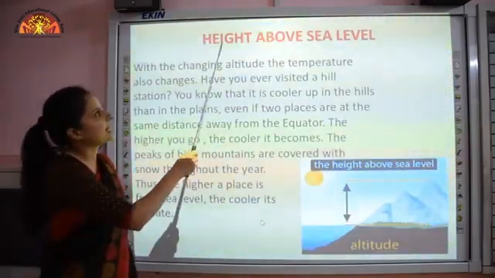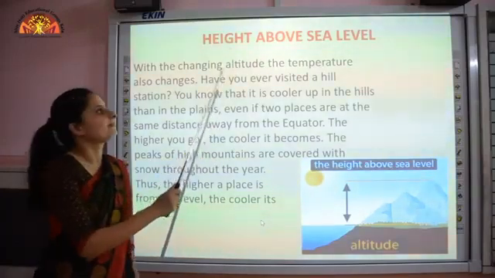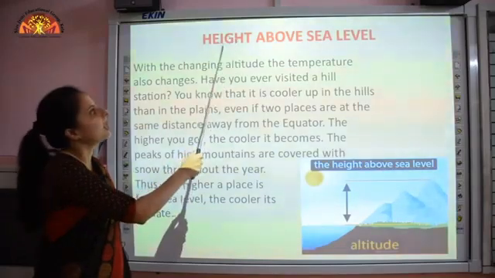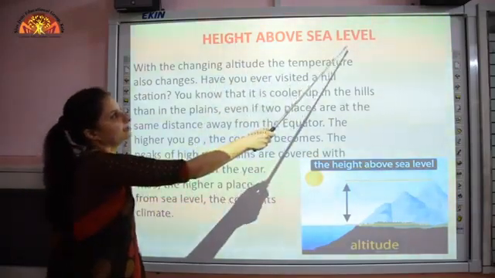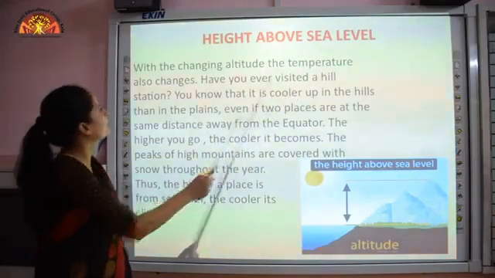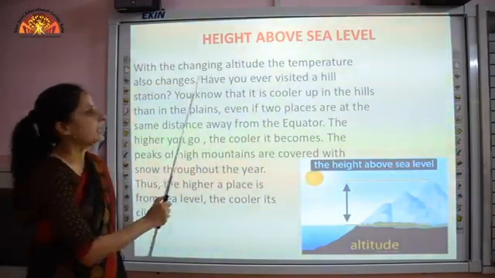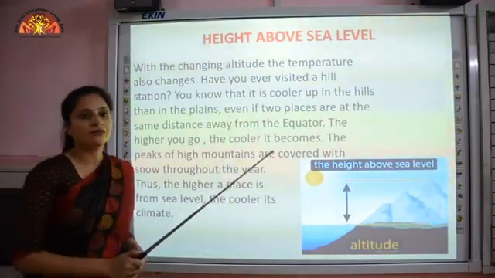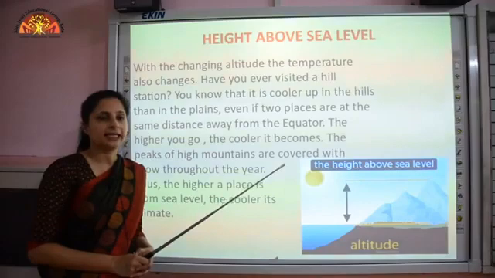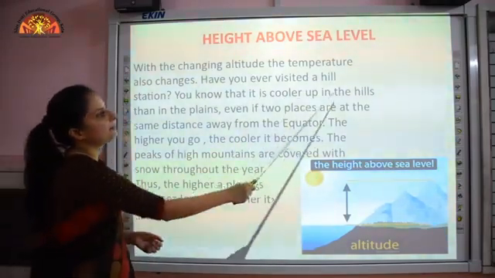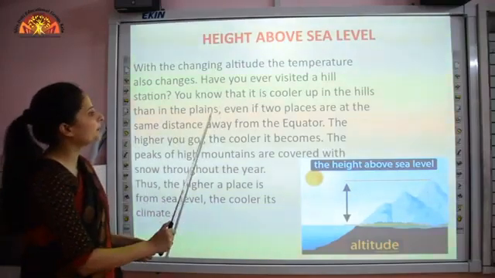Earlier we discussed latitude, one of the factors which affects the climate. The second factor which affects the climate is height above the sea level. With the changing altitude, the temperature also changes. Children, have you ever visited a hill station? What kind of climate do you find over there? It is cool. You know that it is cooler up in the hills than in the plains.